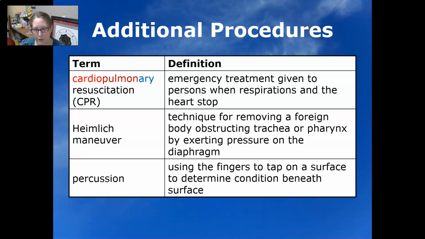The Heimlich maneuver is a technique for removing a foreign body that's obstructing the trachea or pharynx, and it's done by exerting pressure on the diaphragm. It usually has to be sudden pressure, so you put your fists together and you punch basically in the stomach, and that blow pushes air up and it can dislodge an object that's lodged in the throat.